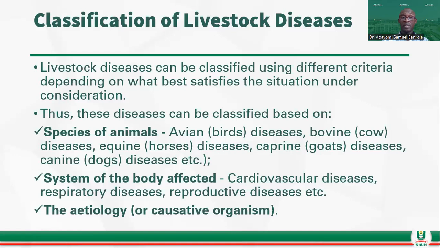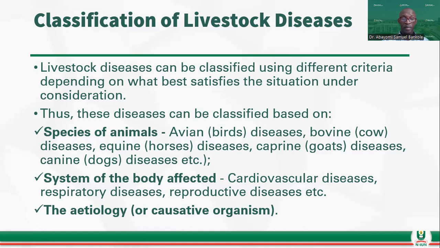Now, it can be classified based on species of animal. So you will be hearing things like avian diseases, that is in birds, bovine diseases, that is in cows, equine diseases, that's horses, caprine diseases, so goats, canine diseases, that's dogs, and so on and so forth. Now, the second classification is by system of the body affected. So you hear things like cardiovascular diseases, respiratory diseases, renal diseases, reproductive diseases, and so on and so forth.